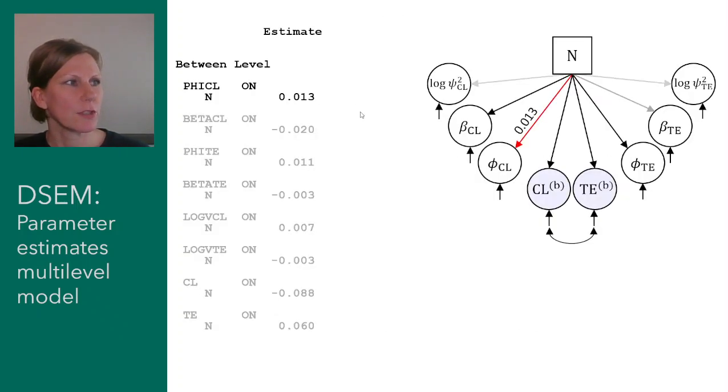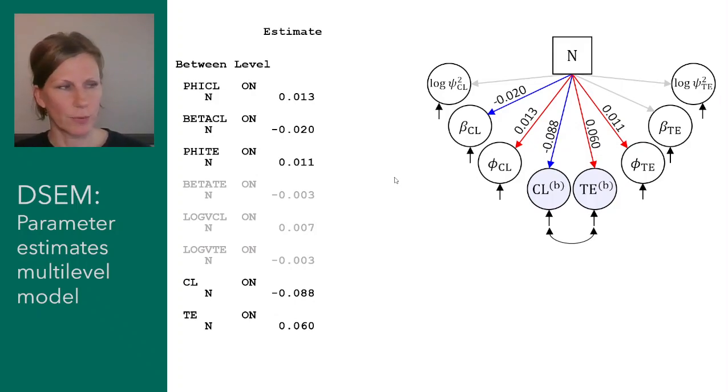When we look at this in terms of the path diagram, we can actually fill in the parameter estimates like this. So we have, for instance, the phi of closeness, so the autoregressive parameter of closeness, regressed on neuroticism. We see it is this value 0.013, and that would be this arrow in the path diagram. I indicated it in red to indicate it's positive. So if a person is higher on neuroticism, they tend to have a higher autoregressive parameter for closeness. And similarly, we can fill in the other values for which we found evidence that they differ from 0.